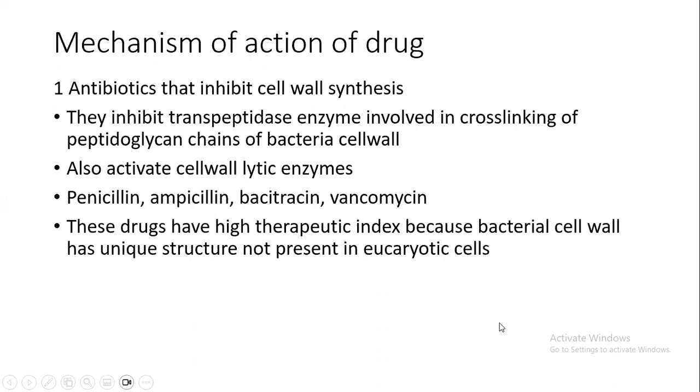Next, we'll discuss the mechanisms of action of a drug. So drugs can be divided into various categories based on how they act. The first category are antibiotics that inhibit cell wall synthesis. So these inhibit the transpeptidase enzyme that is involved in forming crosslinks between the peptidoglycan chains of a bacterial cell wall. They also activate cell wall lytic enzymes. These include antibiotics such as penicillin, ampicillin, bacitracin, and vancomycin. These drugs have a high therapeutic index because the bacterial cell wall has a unique structure which is not present in eukaryotic cells.